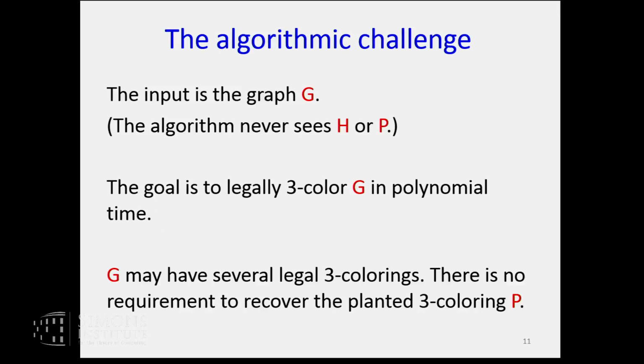And the algorithmic challenge is the following. We get G as the input graph. The algorithm never sees the original graph H or the planted coloring P. And the goal for the algorithm is to legally recolor this graph G in polynomial time. Now, I should emphasize here that G may have several legal colorings. The planted coloring is not necessarily the unique coloring in this setting. So you are allowed to output any legal coloring. You don't have to find the planted one.